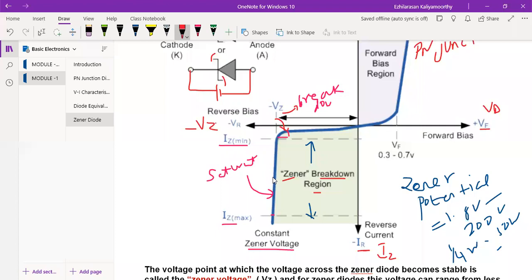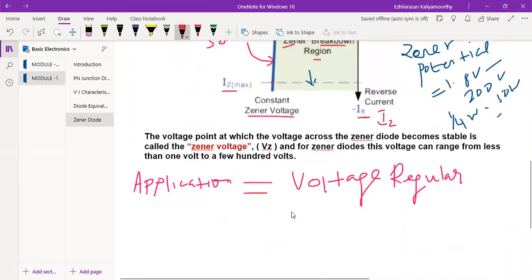So this ability to control itself can be used to great effect to regulate or stabilize the voltage source. That is what I said here: the application is voltage regulator. It can regulate or stabilize the voltage against supply or load variations. The fact that the voltage across the diode in the breakdown region is almost constant turns out to be an important characteristic of the Zener diode, as it can be used in the simplest type of voltage regulator application.